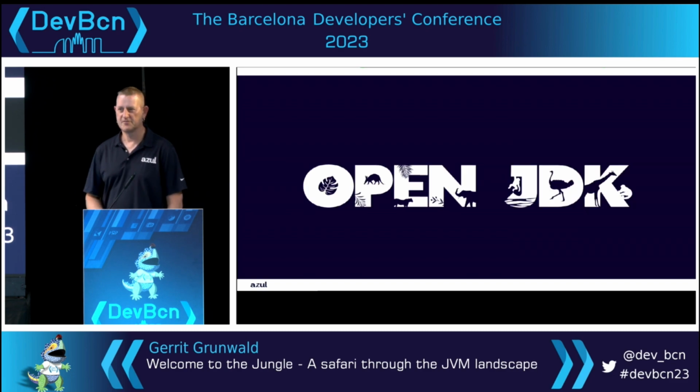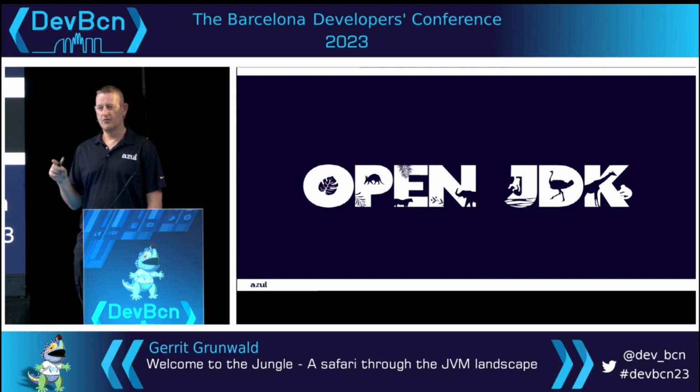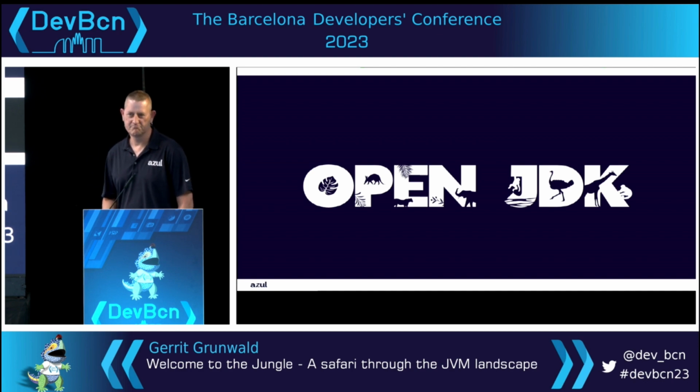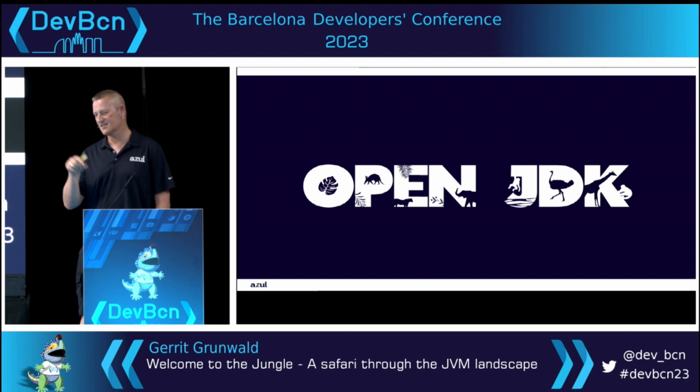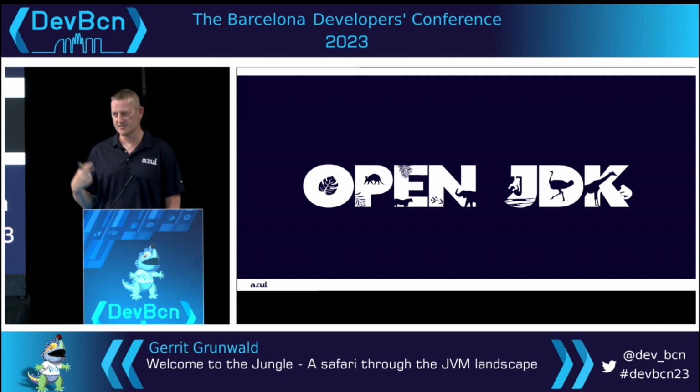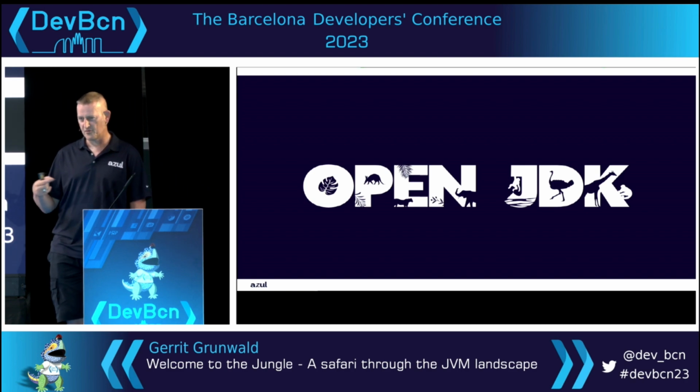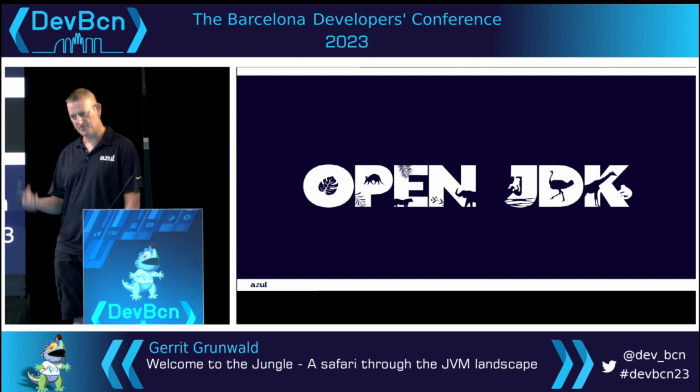OpenJDK. First question for you. Who is running OpenJDK on his computer or her computer? Okay? You're probably wrong, because you don't run OpenJDK. OpenJDK is just the repository, it's the project, it's the source code. You run a build of OpenJDK, and that is a so-called distribution, right?